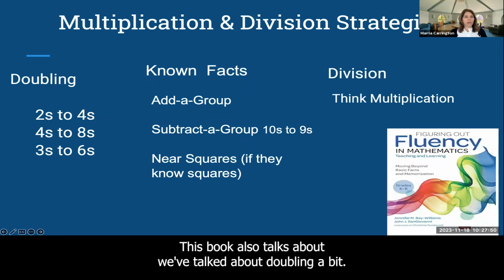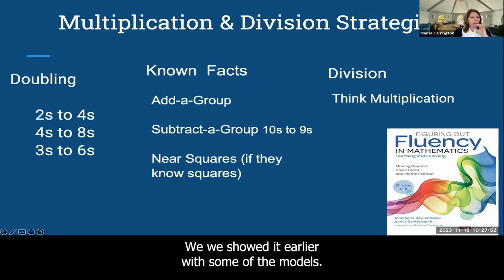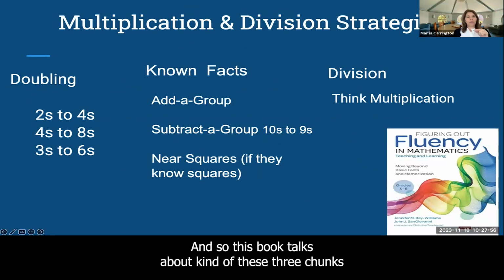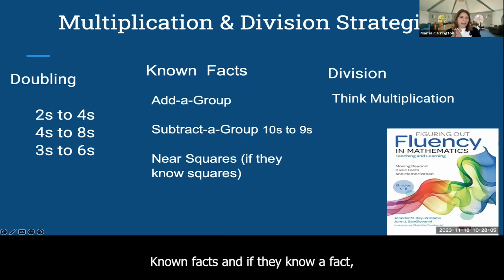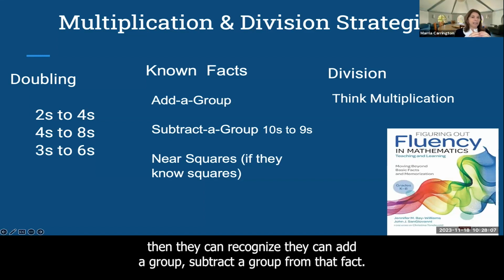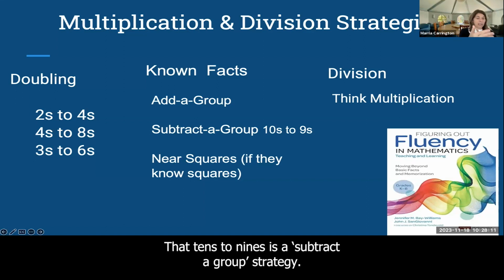This book also talks about, we've talked about doubling a bit. We showed it earlier with some of the models. And so this book talks about these three chunks. And I chunk them out as doubling. Want kids to know how that works. Known facts. And if they know a fact, then they can recognize they can add a group, subtract a group from that fact. The 10s to 9s is a subtract a group strategy.